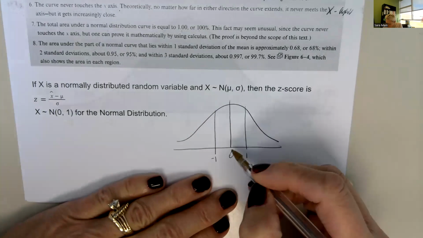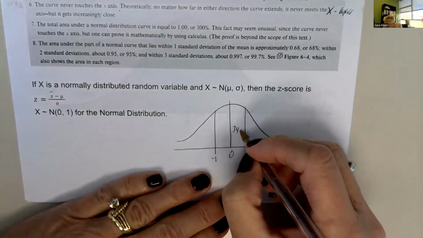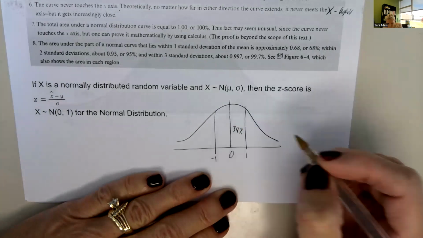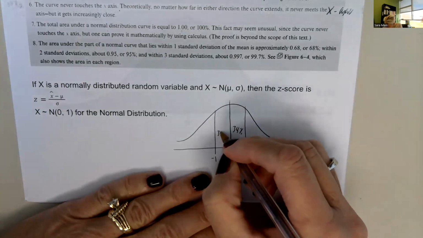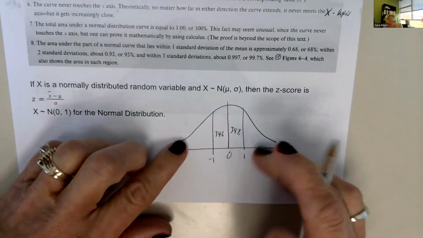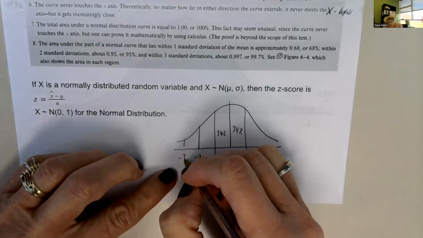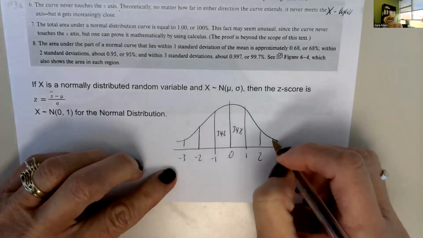So that means at 1 standard deviation, there should be approximately 34% that falls above the mean and 34% that falls below the mean. And then at -2 and -3 and +2 and +3.